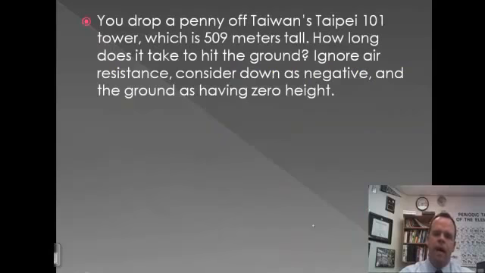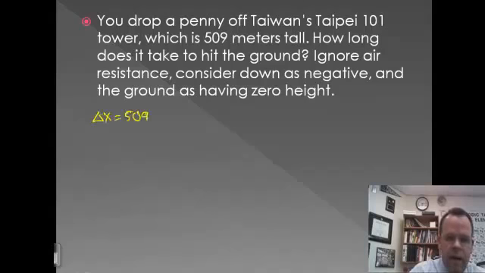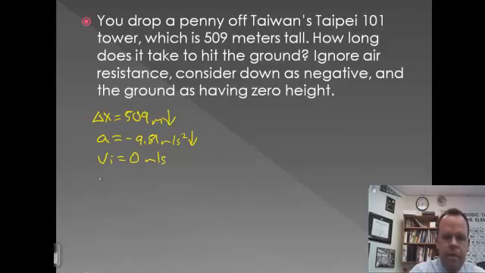Okay, you drop a penny off of Taiwan's Taipei 101 tower, which is 509 meters tall. How long will it take to hit the ground? So in this case, I know my displacement is 509 meters down. My acceleration is negative 9.81 meters per second squared, down. My initial velocity, since it's dropped, is 0. And I'm looking for my time.